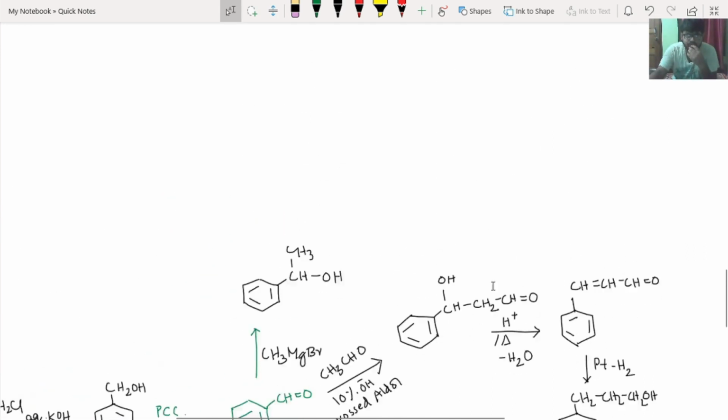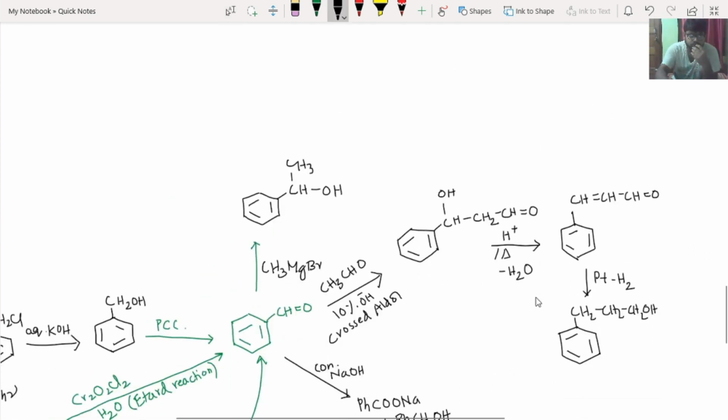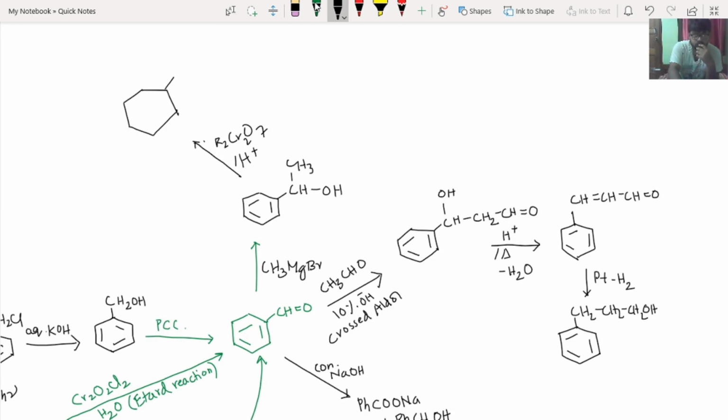Now let's go back to this 2-degree alcohol. If we treat it with potassium dichromate and acid, we are going to get the corresponding ketone.